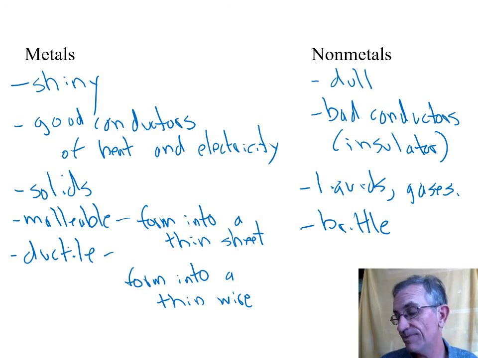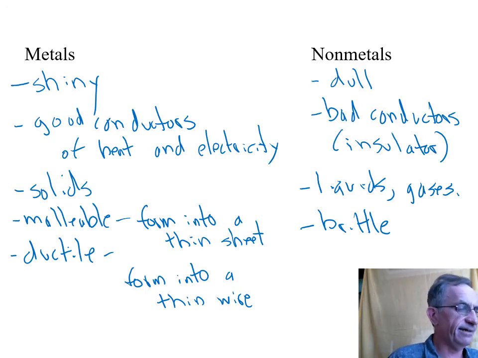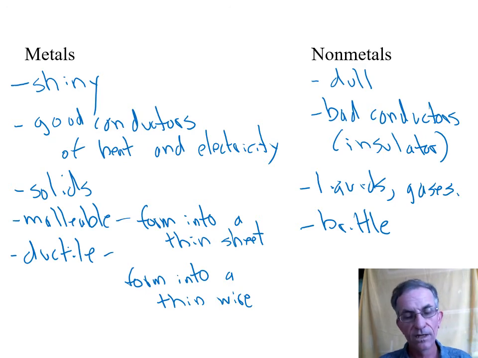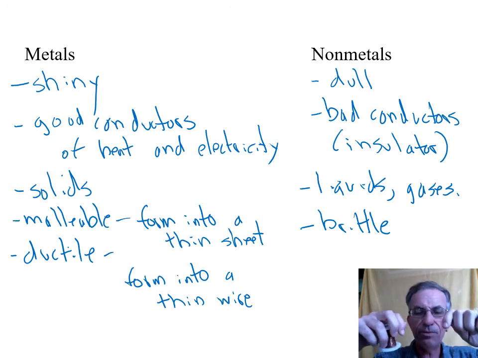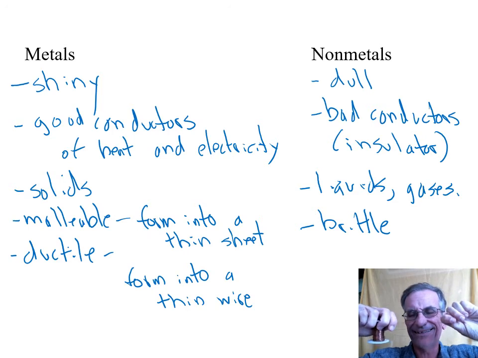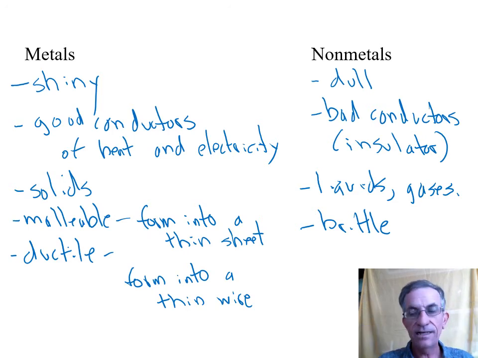Now, the same thing is true for metals when you pull on them. When you pull on them, they'll turn into a long, thin wire. Somewhere around here, I had copper. You can buy copper wire. When you pull on it, it turns into a long, thin wire. Nonmetals don't do that. They just break apart.